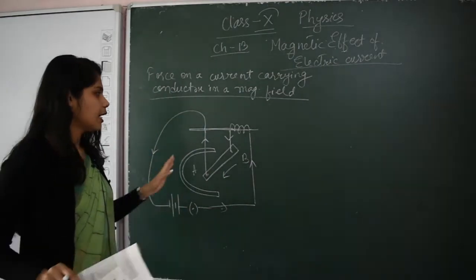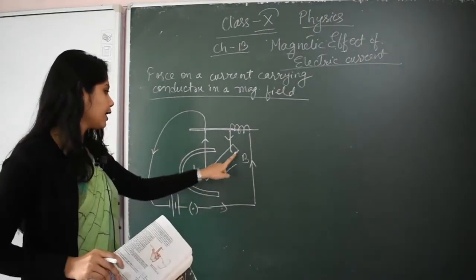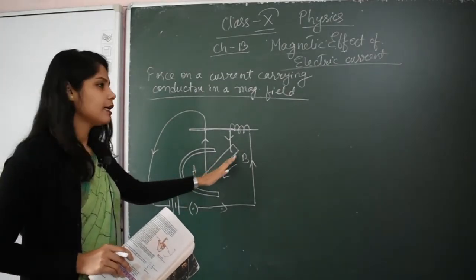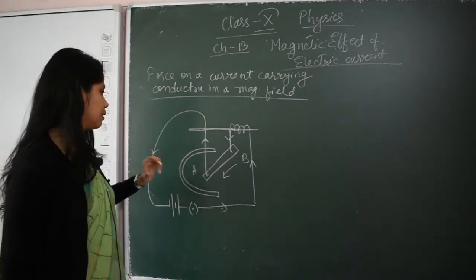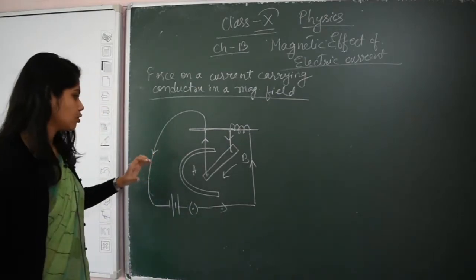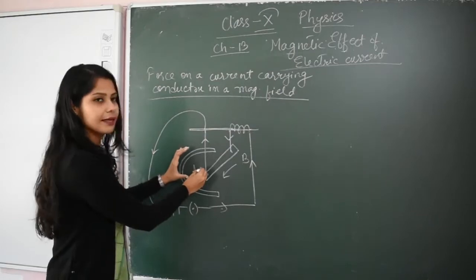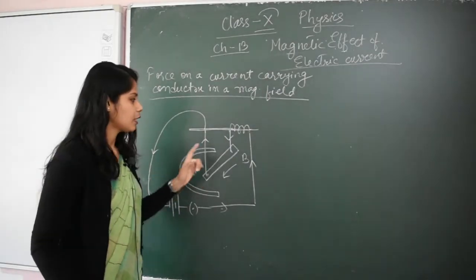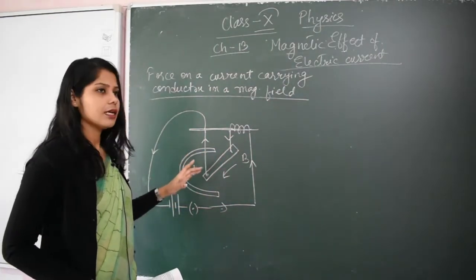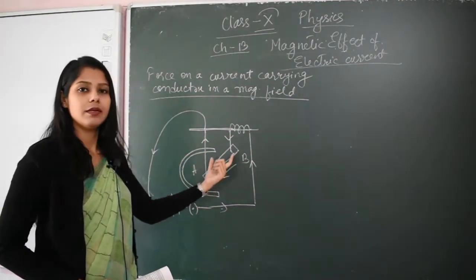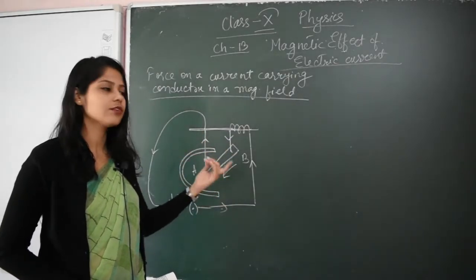For that I will take an activity where I take AB as an aluminium rod, and a horseshoe magnet, something like a semicircular magnet. This magnet is placed in such a way that the rod is perpendicular to its magnetic field, and we pass a current through it. What happens? When I pass a current, this aluminium rod will deflect either to the left or to the right.